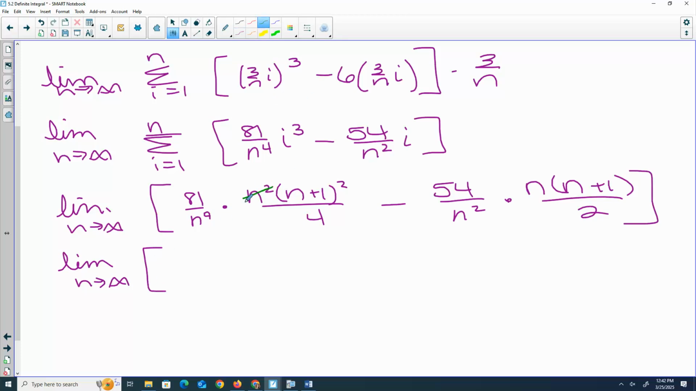I can cancel an n squared right here, and n over here. 54 divided by 2 is 27. So, I have 81. If I take n plus 1 squared, that's n squared plus 2n plus 1, for my 4n squared.